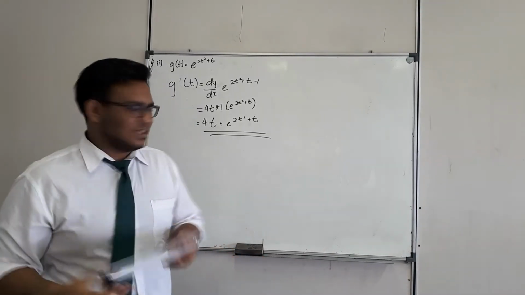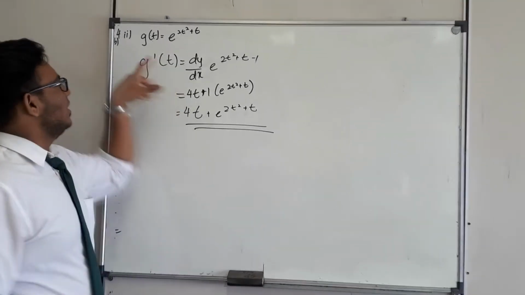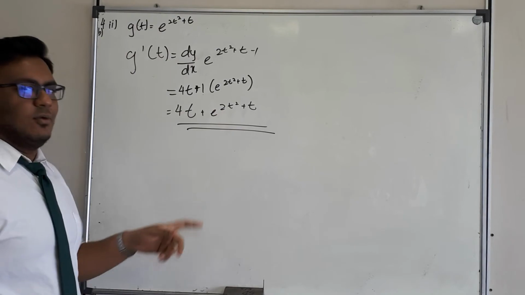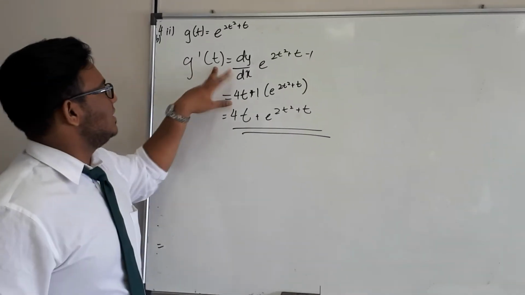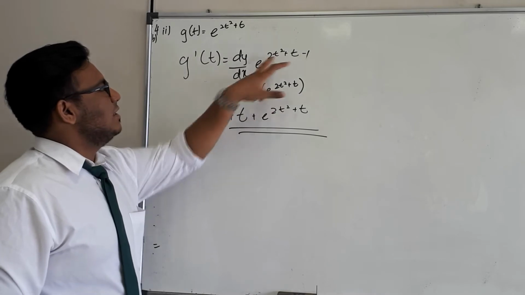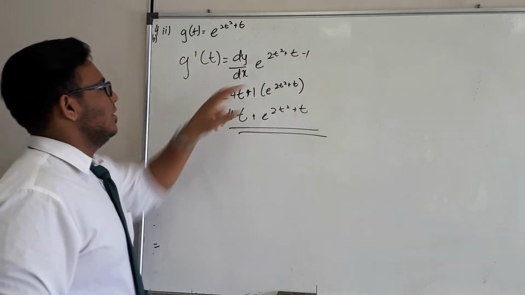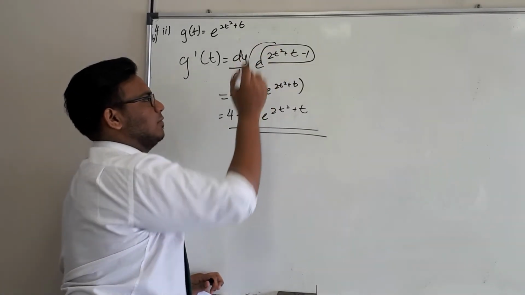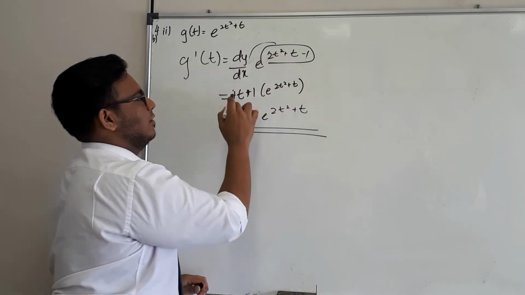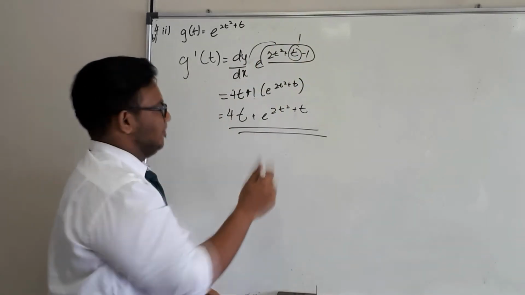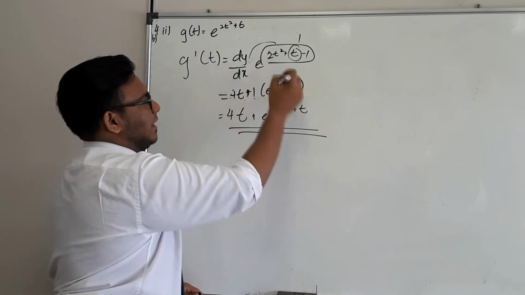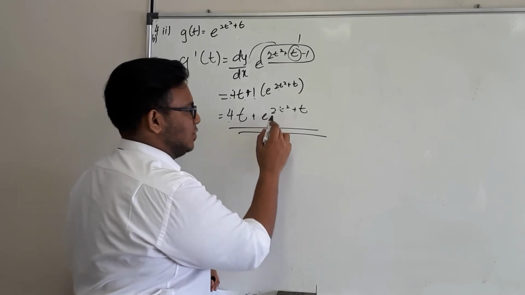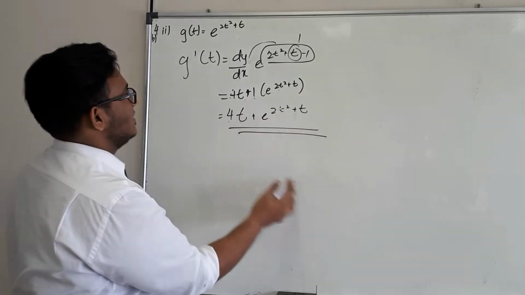So let's move on to the next question. The next question is also the same. g(t) = e to the power of 2t squared plus t. This is the question, and now we have to differentiate. For g prime of t, you bring this power forward as usual. Then you differentiate the power, and you get 4t plus 1, right back, exactly e to the power of 2t squared plus t. Now you expand the bracket: 4t plus 1 times e to the power of 2t squared plus t. So this is basically the answer for this.